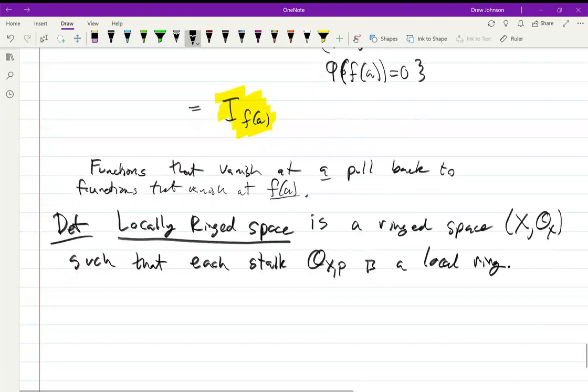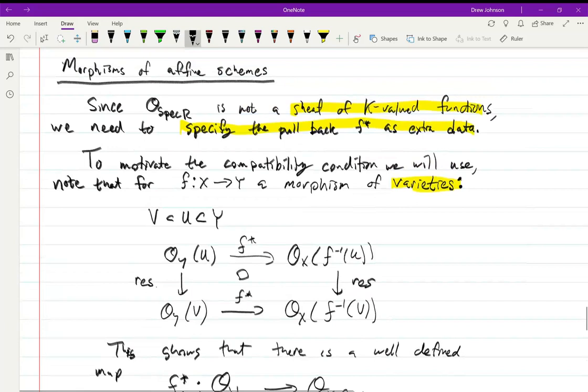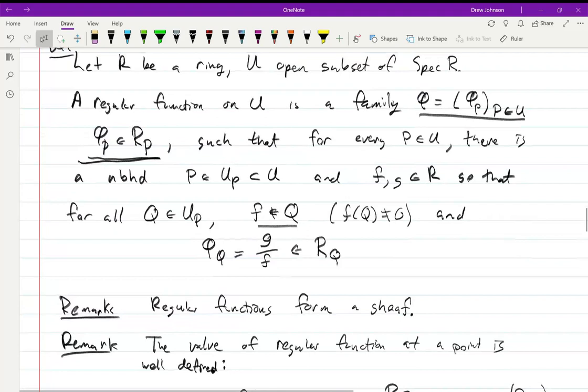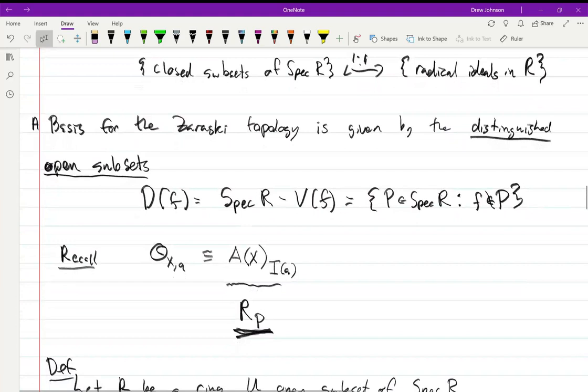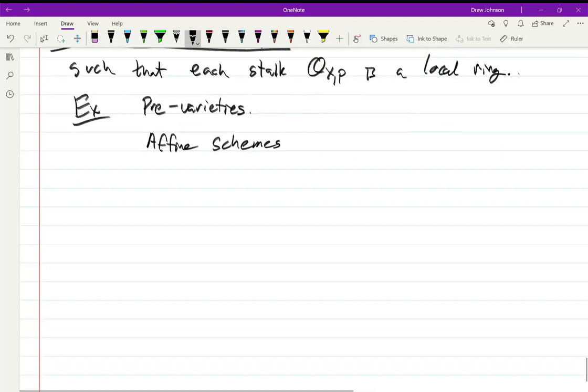Okay, so examples that we have so far are pre-varieties. We know that those are locally ringed spaces, and also affine schemes. So we defined the structure sheaf for affine schemes, and I believe we stated a proposition. I can pull it back up here, and here we go. So we proved that the stalk of the structure sheaf was in fact a local ring. It was the localization of R at P, which is a local ring, right? All right, and those are the two main examples that we really want right now.